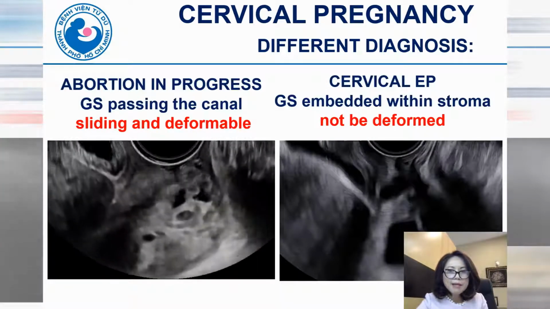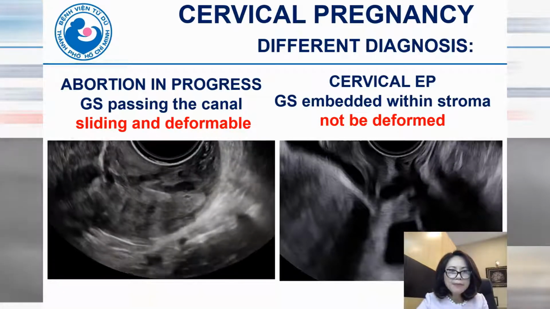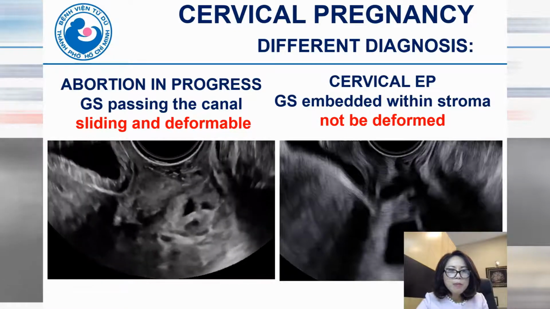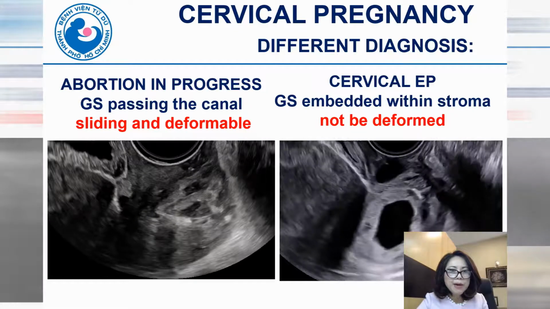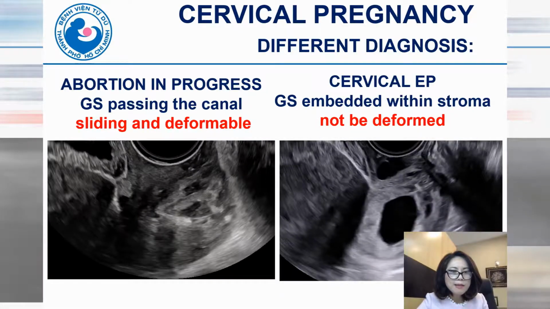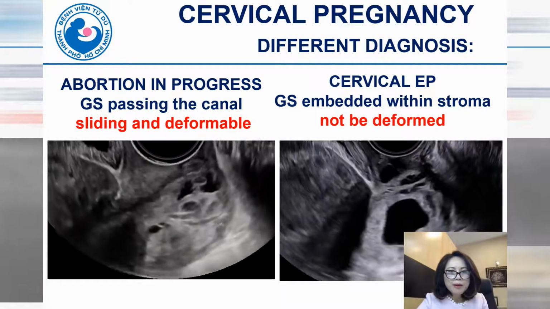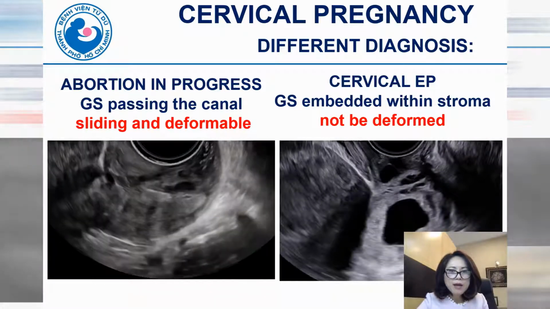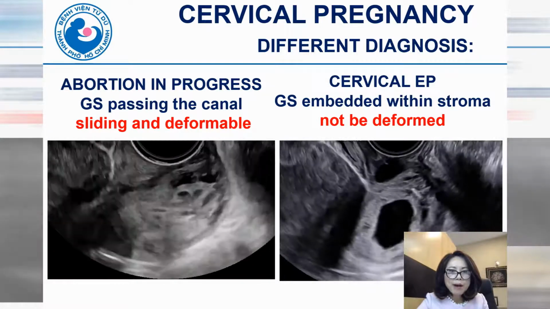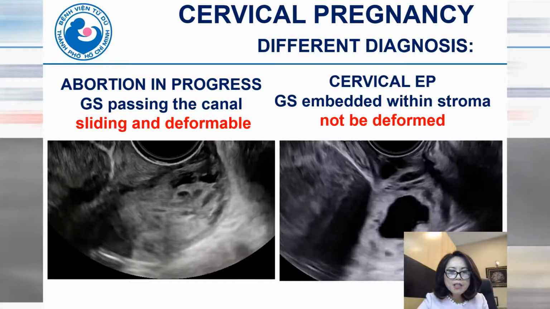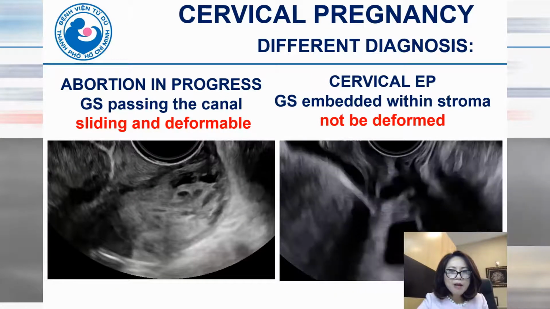A technique that may be useful for differential diagnosis is the sliding sign. Because in abortion in progress the GS is passing through the canal, when you compress with the probe, you can see the GS sliding and deformable. In contrast, for the cervical ectopic pregnancy, the GS is embedded within the stroma. It is fixed here, so when you compress with the probe, the GS does not slide and is not deformed.